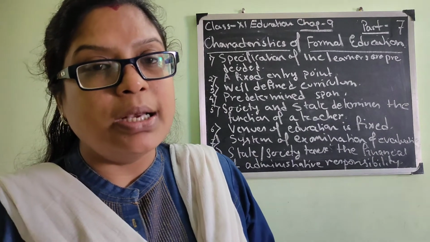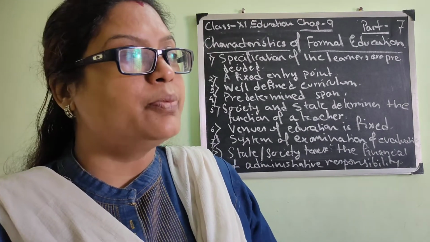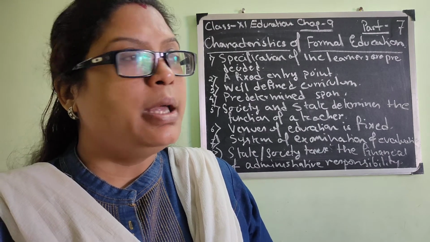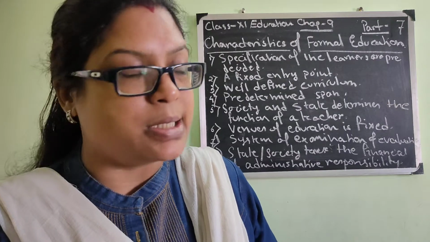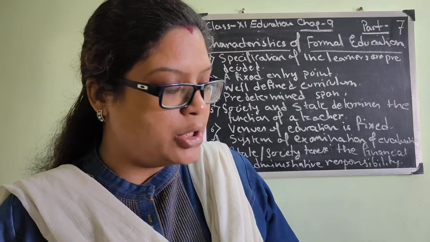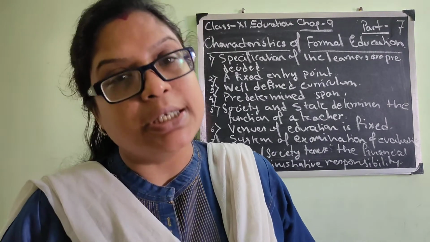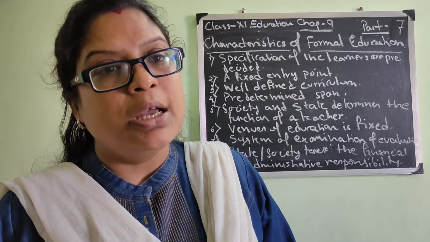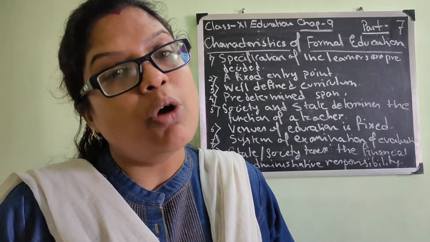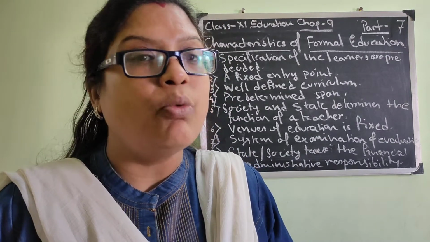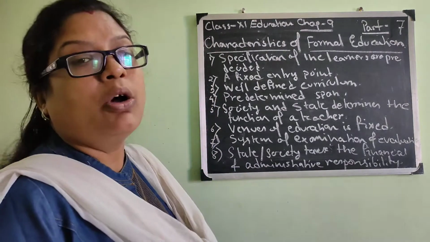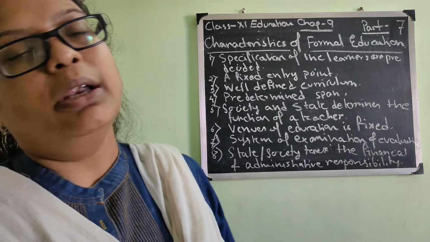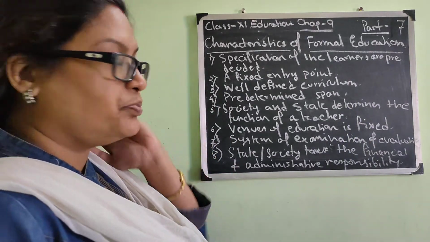Next is, venue of education is also fixed. It is very clear to understand. Venue means the place. When we go to a party or for an excursion, the place or the venue is fixed. Like that, in case of education, school is fixed, college is fixed, university is fixed, or some other institutions are also fixed. It depends on what type of education you want and what is your age. So depending on age and type of education, the venue of the particular education is fixed.